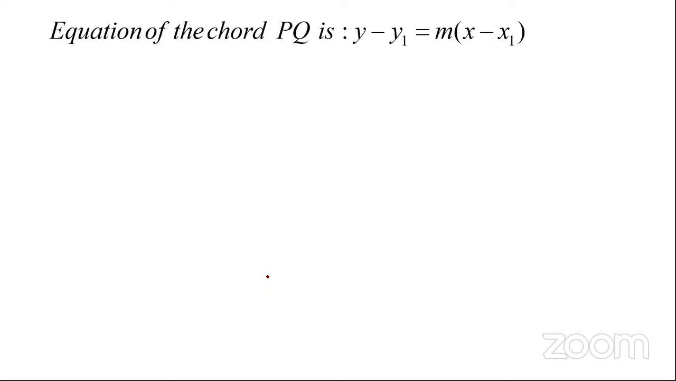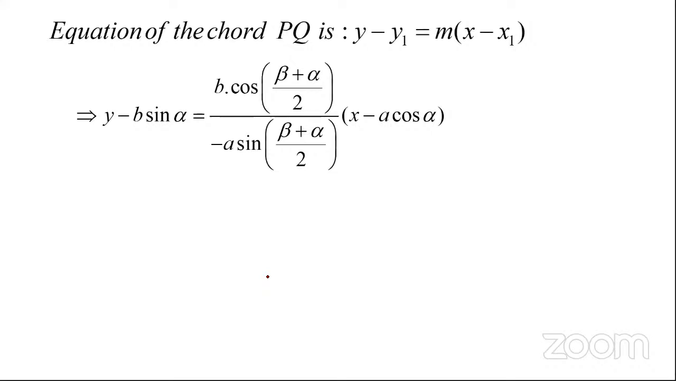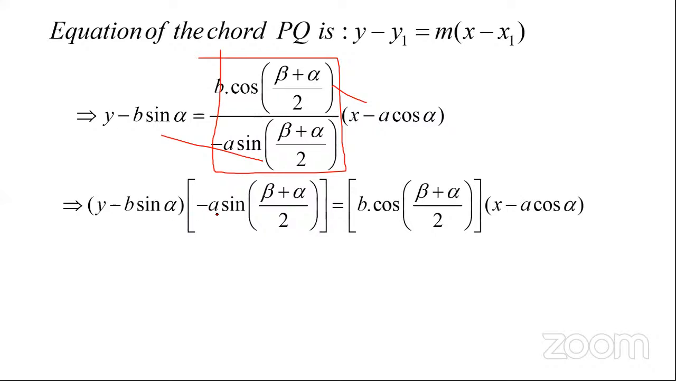This is the point-slope equation. Just substitute x1, y1 with the slope: y minus b sin alpha equals the slope value we found, times (x minus a cos alpha). Cross multiply: (y minus b sin alpha) times (minus a sin((beta+alpha)/2)) equals b cos((beta+alpha)/2) times (x minus a cos alpha).